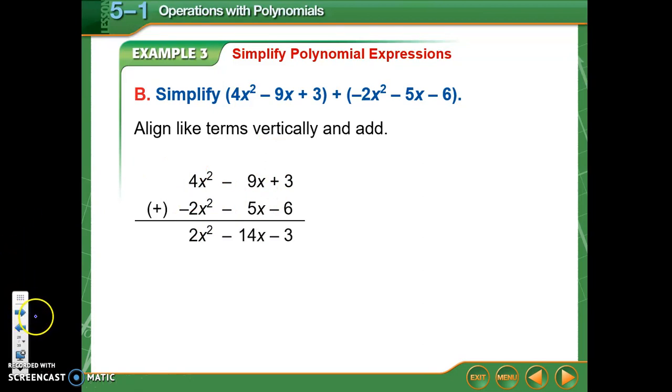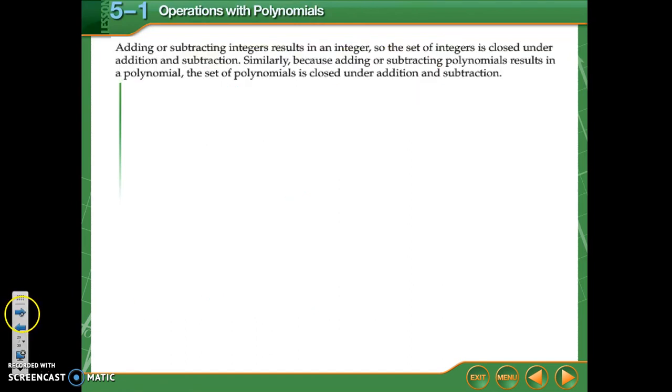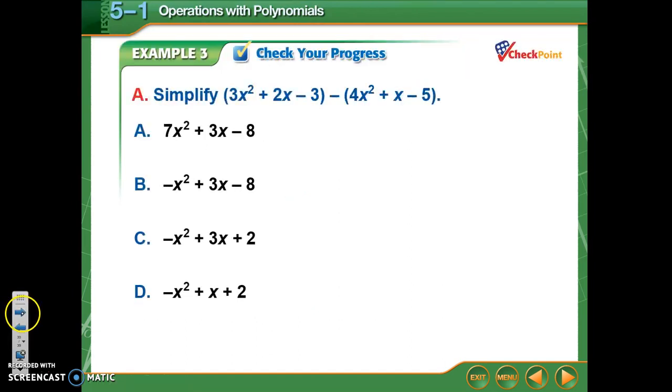So here when I add, I have 4x squared plus negative 2x squared, which is 2x squared. Negative 9x plus negative 5x is negative 14x. And 3 plus negative 6 is negative 3. So that gives me my final polynomial. All right, we'll come back to that in a second. I want you guys to try this one. All right, the answer here is D, negative x squared plus x plus 2.